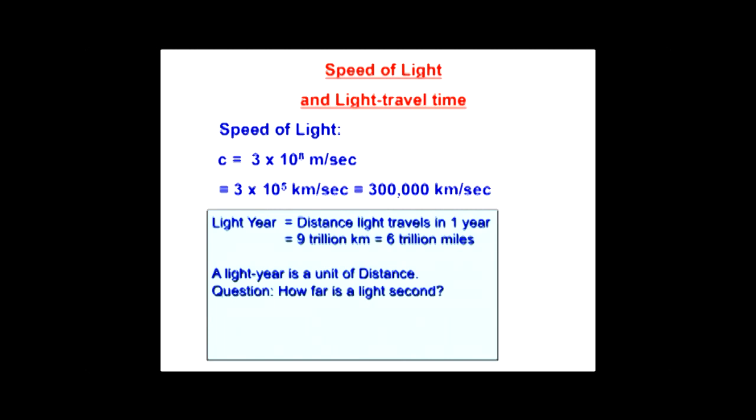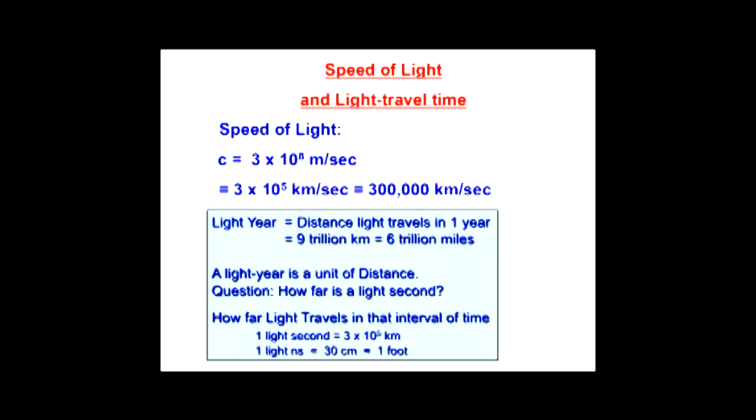How about a light second? How far is a light second? Well, it's how far light travels in 1 second. And you already know the answer because light goes 3 times 10 to the 8 meters per second. So a light second is, of course, 3 times 10 to the 8 meters. Very simple. Or 3 times 10 to the 5 kilometers, 300,000 kilometers. Okay? That's speed of light.